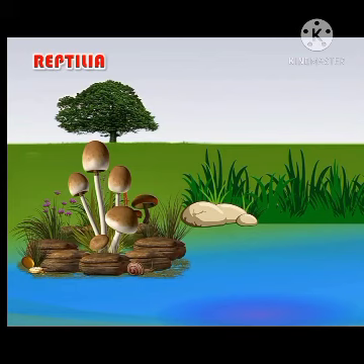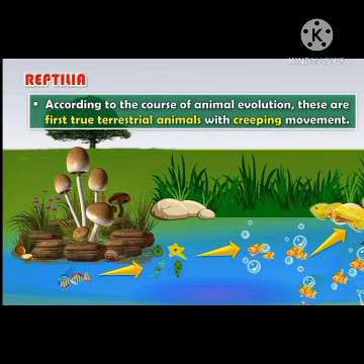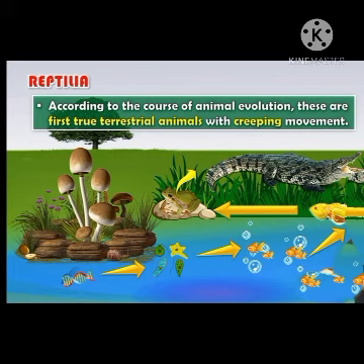Now let's study the next class, that is class Reptilia. According to the course of animal evolution, these are the first true terrestrial animals with creeping movement. It means when slow evolution took place, unicellular amoeba was converted into multicellular fish, and fishes were converted into amphibians, and from amphibians slowly the evolution of reptiles took place. So these reptiles are the first true terrestrial animals.